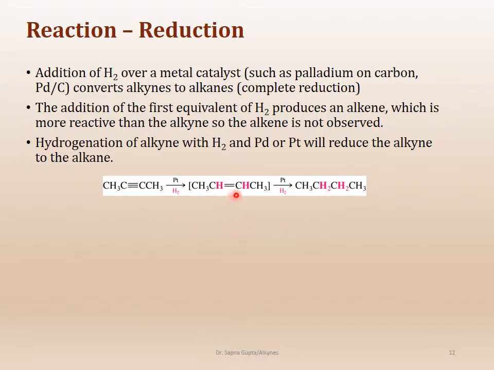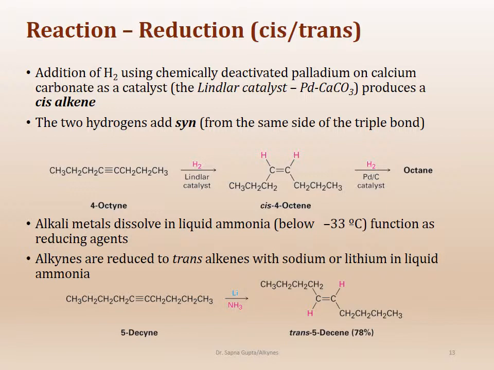Now here, even if you have a syn addition, it's not going to matter because eventually you'll get to an alkane which does not have any stereochemistry whatsoever. So in case you're not worried about what kind of an alkane you're getting, or that you're getting an alkane for that matter, you can take an alkyne, treat that with excess of hydrogen in presence of a catalyst, and get an alkane. However, if you want to get an alkene from an alkyne, which you can, then you can stop the reaction in the middle.